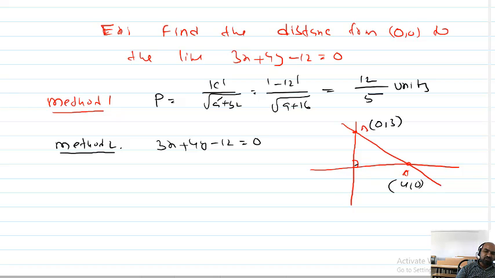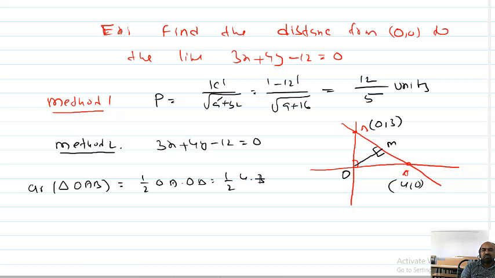You want to find the distance from origin to that line. I want the perpendicular distance. This is O, this is A. I want OM. How to find OM without using any formula? By using the formula we got 12 by 5. Without using the formula I will show you. Observe here. Area of triangle OAB equals half into OA into OB, half into 4 into 3, 6 square units.